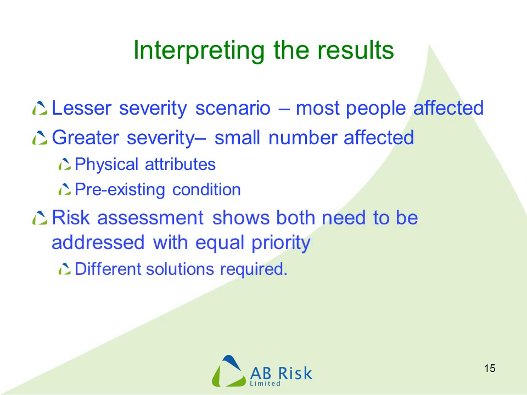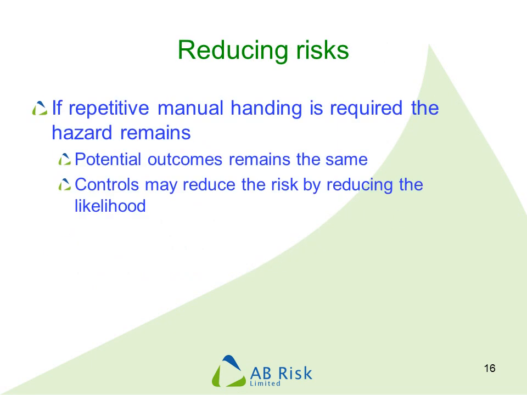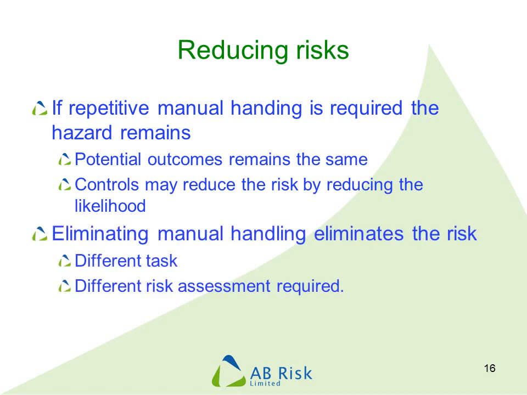Our risk assessment shows that both of these need to be considered with equal priority, but it's entirely likely that different solutions will be required. But at the end of the day, the message is if the repetitive manual handling is required, the potential outcome remains the same, so the severity rating stays the same. But we have some opportunity to reduce the risk if we can reduce the likelihood of those activities occurring. Eliminating the manual handling would eliminate the risk, and that is always the ideal situation. But we come back to what I said earlier, that it then becomes a different task because it's no longer involving manual handling, and we need to do a different risk assessment.